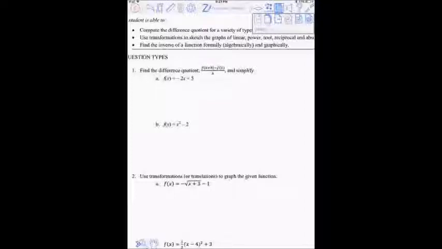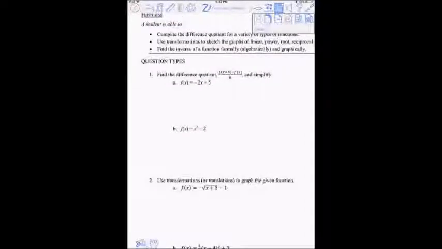Okay, we've got the Math 1050 final exam review. This is going to be very similar to what you'll see on the final exam. These questions, like I said, are very similar. Question 1 here, find the difference quotient.